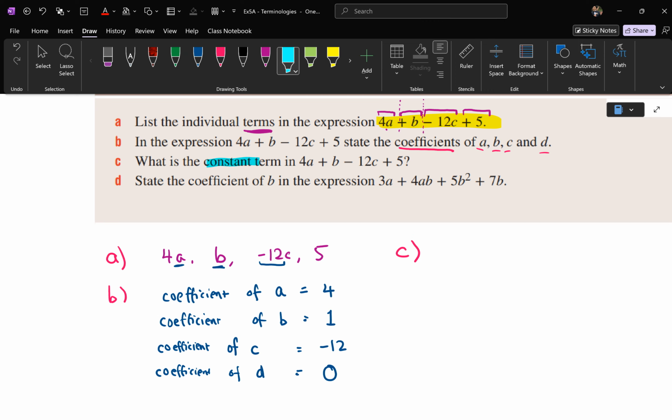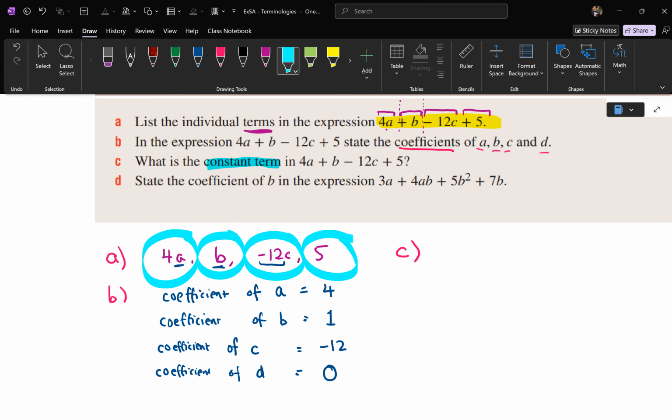And remember, I said the constant term is the term that never changes. Or another way to remember it is the one without a letter. And out of all the terms that we listed so far, we had a 4a, a b, a negative 12c, and a 5, the only one that doesn't change is 5. 5 will always be 5, whereas b, I don't know what b can be. B could be any number. So it could have been 100 for all I know.